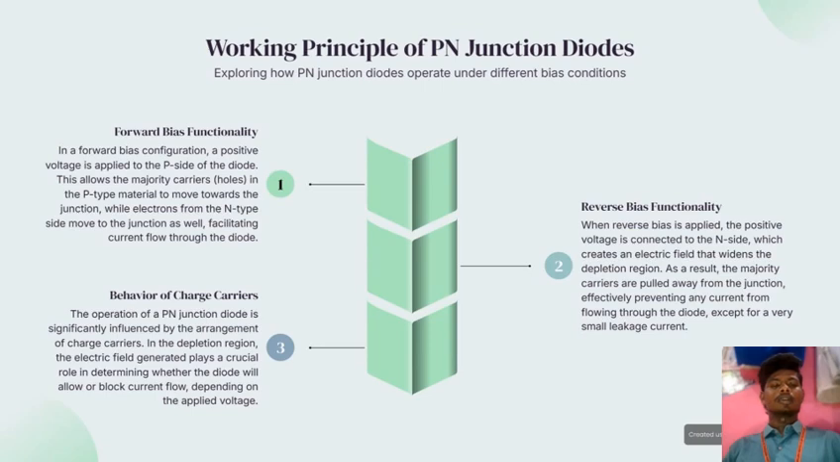Number three, behavior of charge carriers. The operation of a PN junction diode is significantly influenced by the arrangement of charge carriers in the depletion region. The electric field generated plays a crucial role in determining whether the diode allows or blocks current flow, depending on the applied voltage.